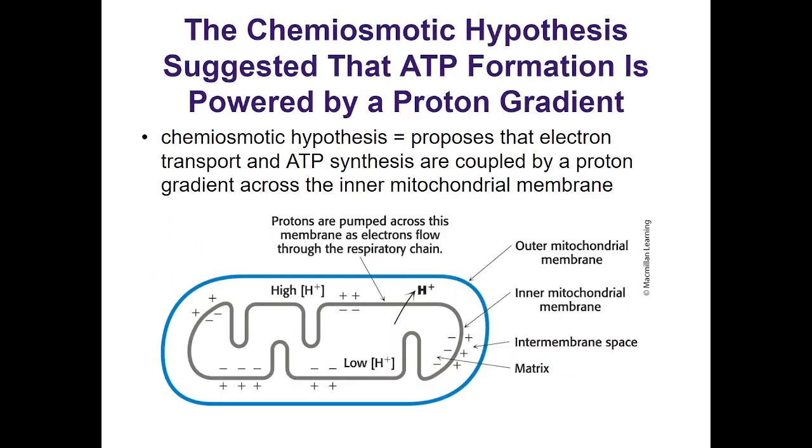So the chemiosmotic hypothesis proposes that the electron transport and ATP synthesis are going to be coupled by a proton gradient across the inner mitochondrial membrane. So protons can be pumped across this membrane as the electrons flow through the respiratory chain that we had talked about before. This is again the outer mitochondrial membrane. This one's the inner mitochondrial membrane. And we have the intermembrane space where the positive charge is going to build up. And we have the matrix where we have been pumping H pluses out.